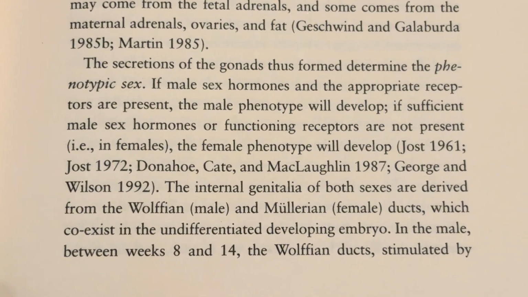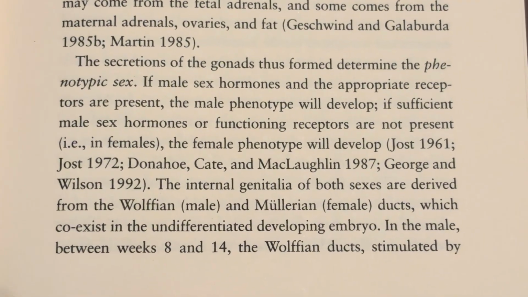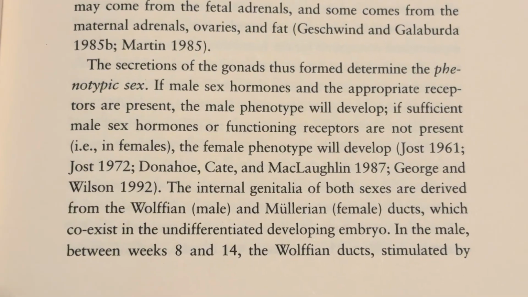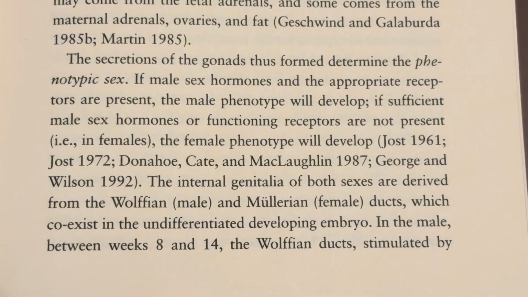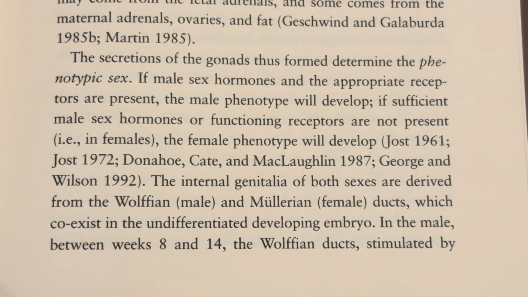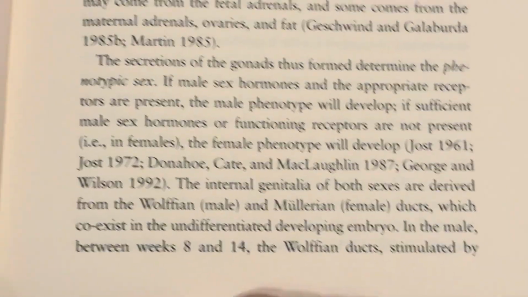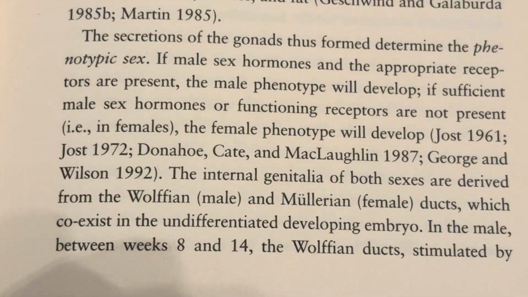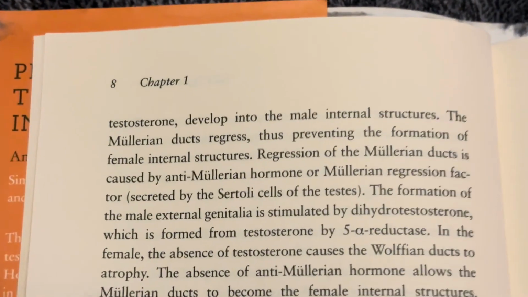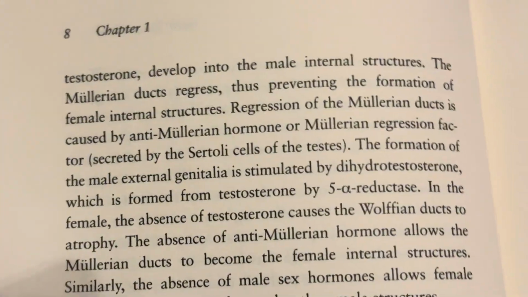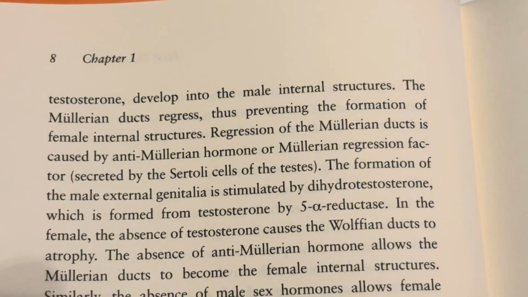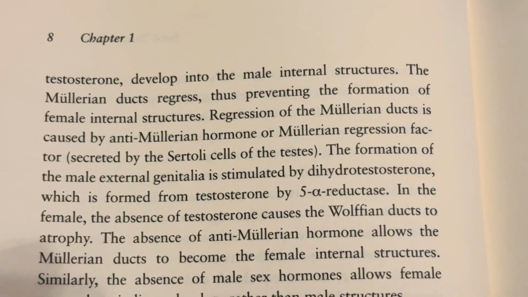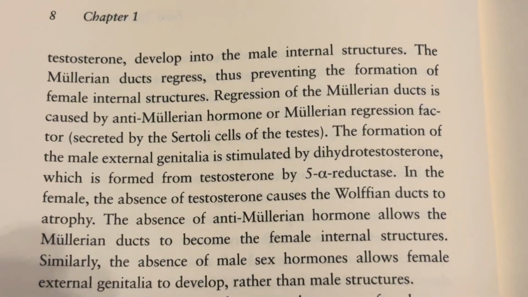The internal genitalia of both sexes are derived from the Wolffian and Mullerian ducts, which coexist in the undifferentiated developing embryo. In the male, between weeks 8 and 14, the Wolffian ducts, stimulated by testosterone, develop into the male internal structures. The Mullerian ducts regress, thus preventing the formation of female internal structures.